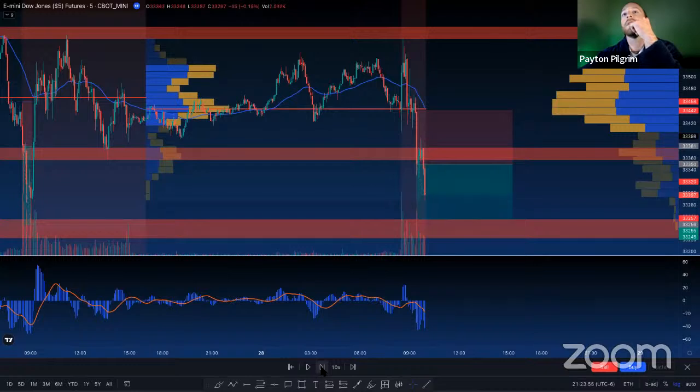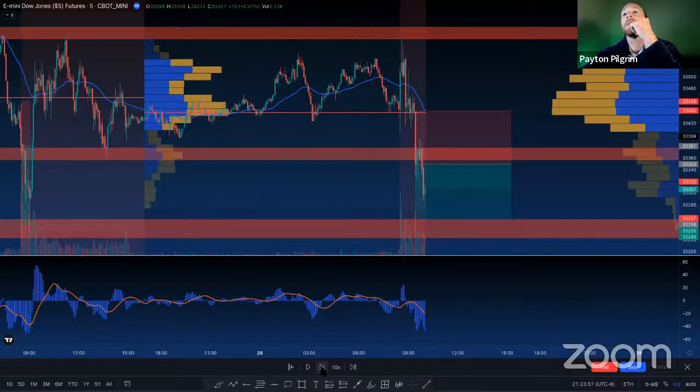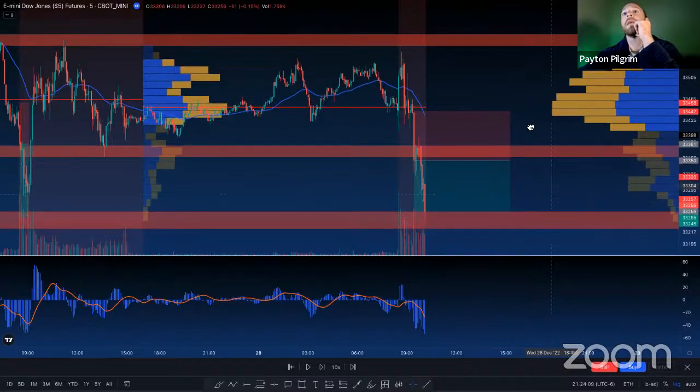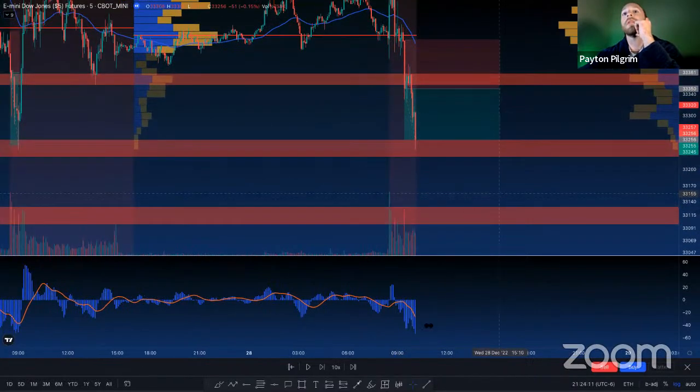Nice. Okay, is it going to get into the TP though? Because I'm not taking profits unless it does. Nice. Okay, hit the TP, perfect. Will it roll into this one? It looks like it's going to.